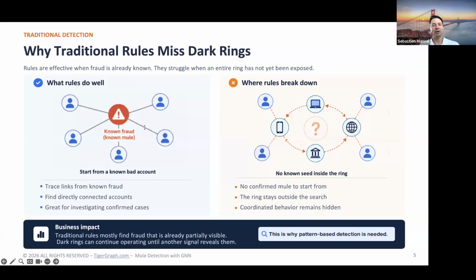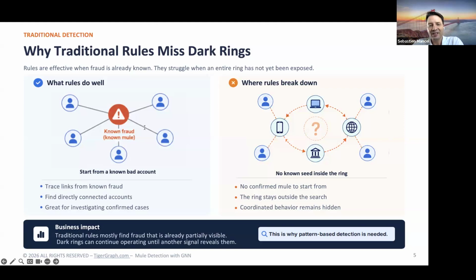Now, this is valuable, especially for cases of expansion and for follow-up analysis, but the rules start to break down when a fraud ring has not yet been exposed. In a dark ring, there may be no confirmed mule account to start from. And that means the ring can sit outside the search. As a result, coordinated mule behavior can remain hidden until another signal finally reveals it.